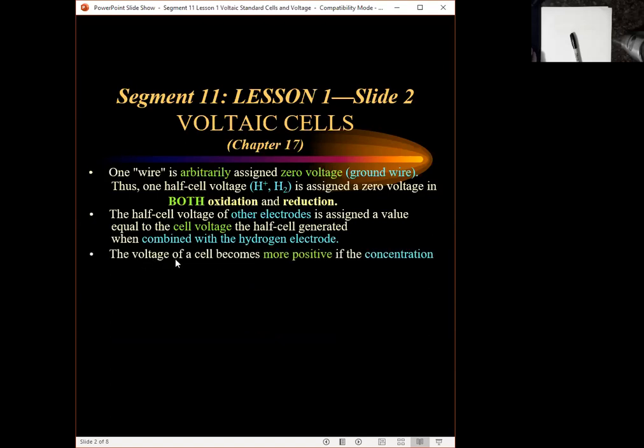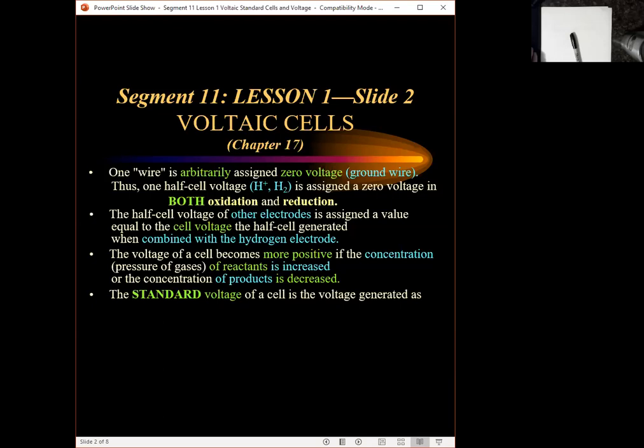Now, the voltage of the cell becomes more positive if the concentration or pressure of the reactants is increased. Remember Le Chatelier's principle? We want the voltage to the right to be positive. So if we increase the pressure of gaseous reactants, then Le Chatelier's principle says that'll go to the right. And if that goes to the right, that increases the voltage. And likewise, you can increase the voltage if you decrease the concentration of the products. Remember, every reaction is really an equilibrium. So if you take away things in the product, then Le Chatelier said it would shift to the right again, and that gives us the positive direction.